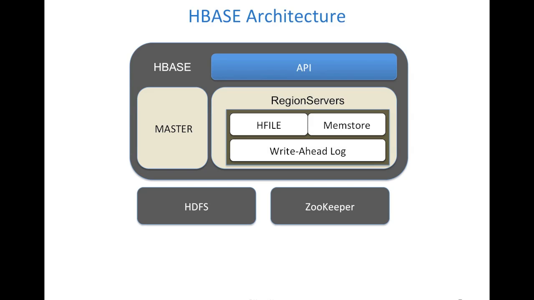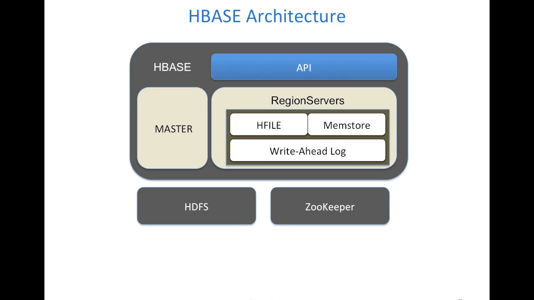HBASE has a bunch of APIs that include Java APIs, Gateway for REST, Thrift, and Avro. The master server is responsible for managing the cluster, and the region server manages the data. If the client wants the data, it needs to find out from the region server. So it's the region server which is holding on to the data.